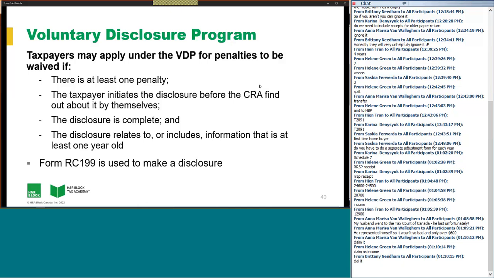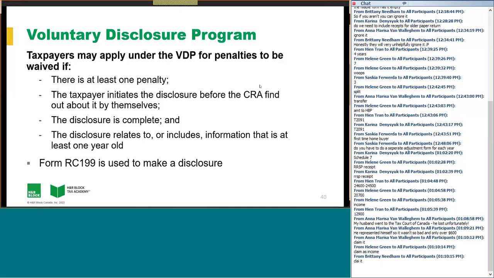The CRA gets 1 year to catch you. So if you have a return from last year that's now old, you have to wait. But if it's more than a year old and you haven't been caught yet, then we can use voluntary disclosure and file that old return and ask them to waive some penalties.